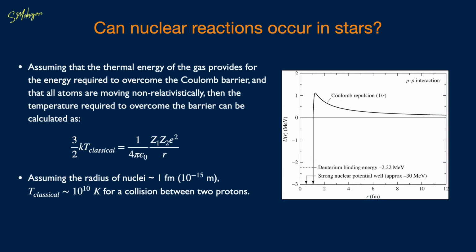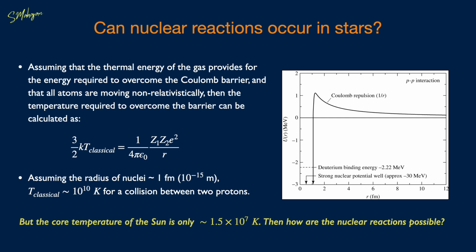If raising the temperature of the system can overcome this Coulomb barrier, then, in accordance with classical physics, a temperature of around 10 billion Kelvin will be required for the two protons to collide. But the temperature in the core of the Sun is only of the order of about 10 million Kelvin. Then how is the nuclear reaction possible?